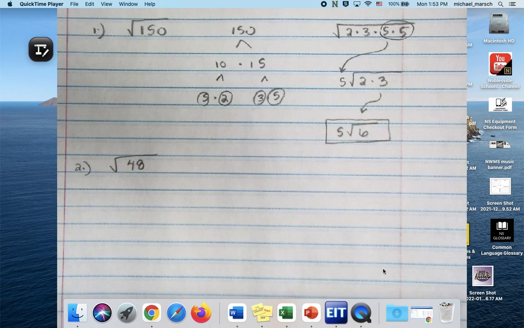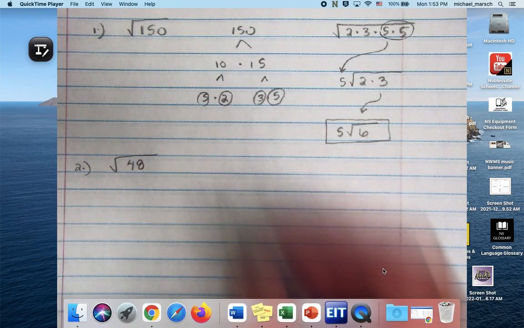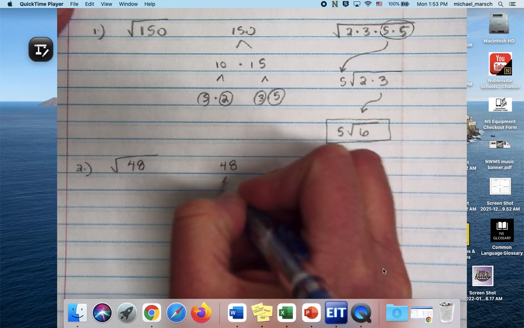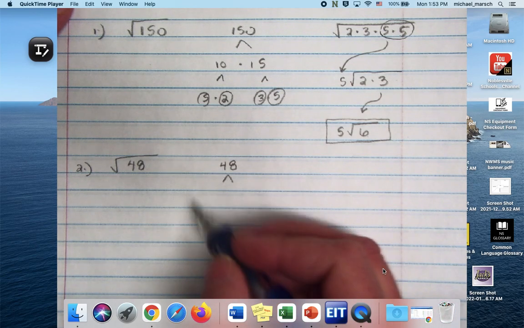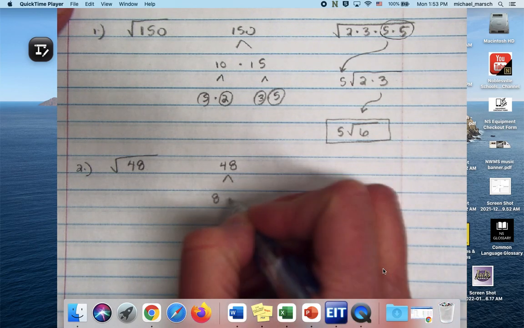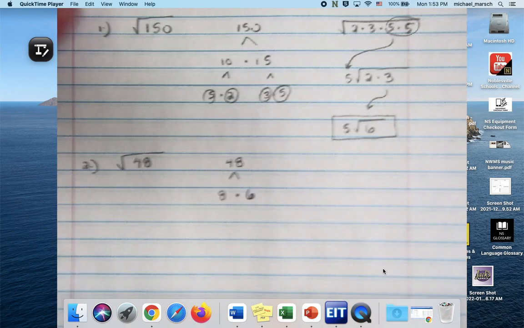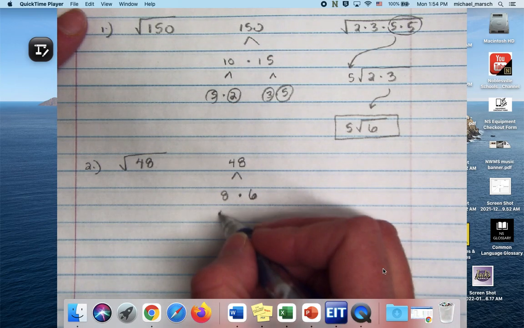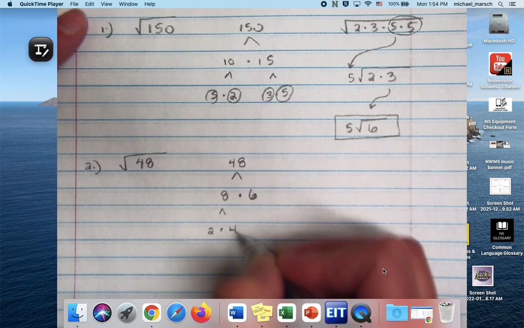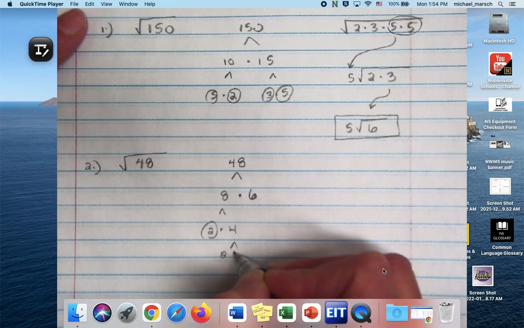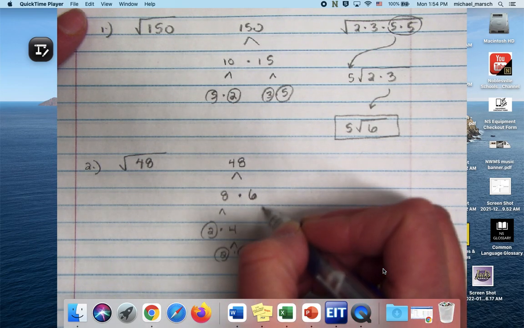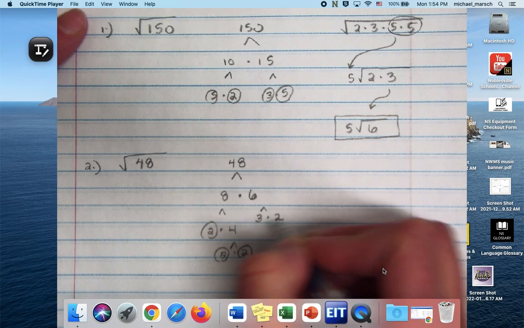No, I'm not. Okay, we've got 48. There's lots of different combinations to make 48. I'm going to do 8 times 6. Doesn't matter which ones you start with. You'll still end up with the same prime factors. This can be 2 times 4. 2 times 2. And 3 times 2.